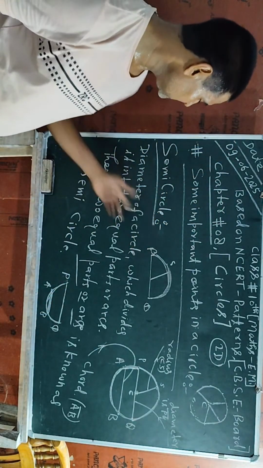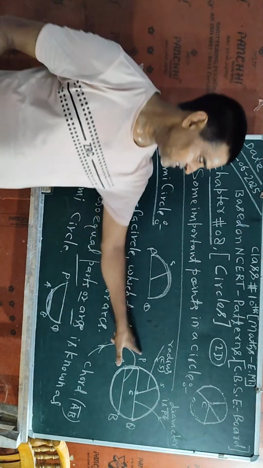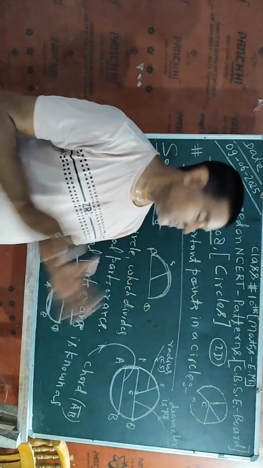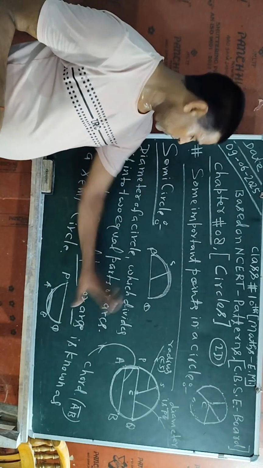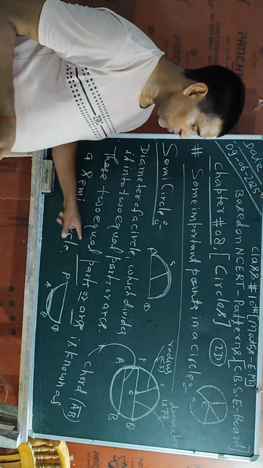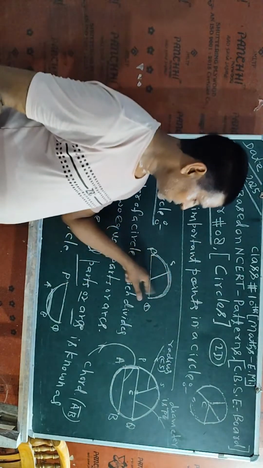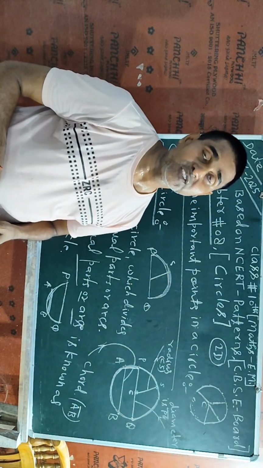Now its definition is written here. The diameter of a circle divides it into two equal parts. These two equal parts are known as semicircles. So this is a semicircle, and this is also a semicircle. This is the required concept of semicircle.